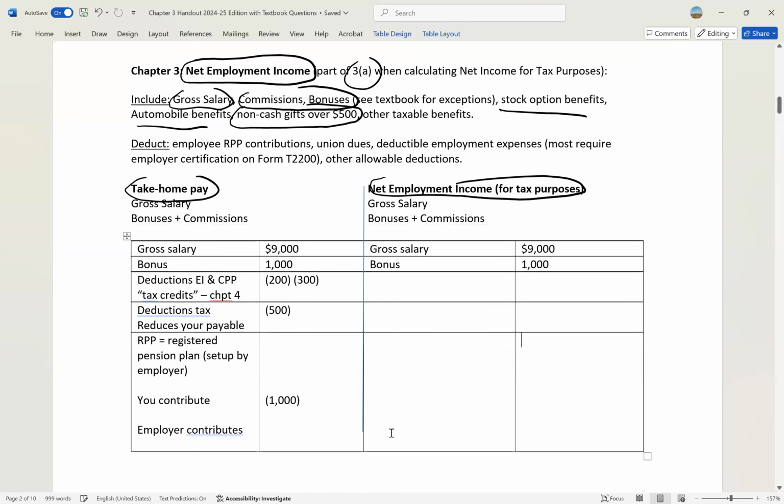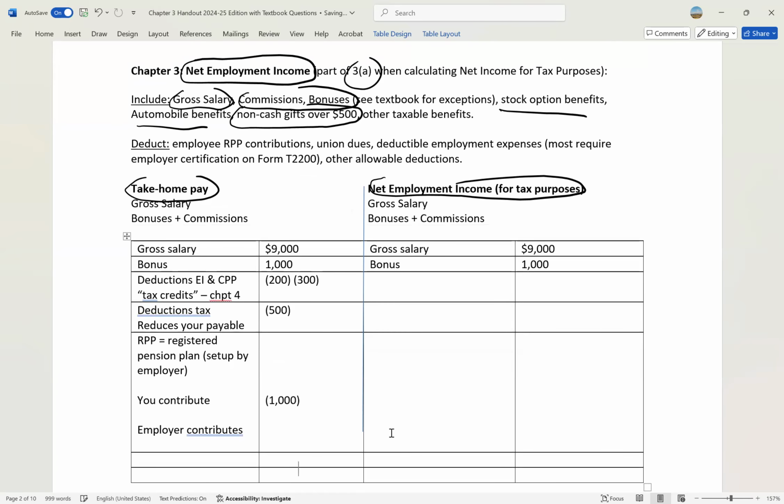Let's say in some pension plans, your employer will make a contribution as well. Let's say your employer contributes $1,000 as well. The amount that your employer contributes, there's a question: is that a benefit that is taxable to you, the employee? The way the Income Tax Act works is that this is not a taxable benefit. So I just want to explain why you get to deduct the amount that you contribute, and the employer puts in an amount that becomes part of your pension plan, but that's not a taxable benefit.